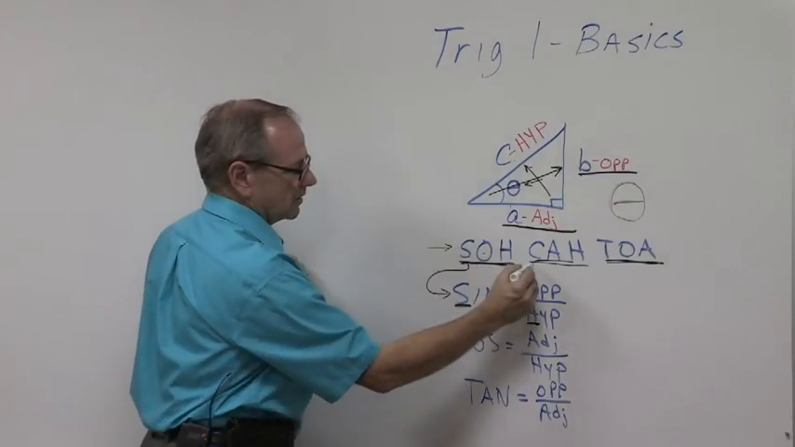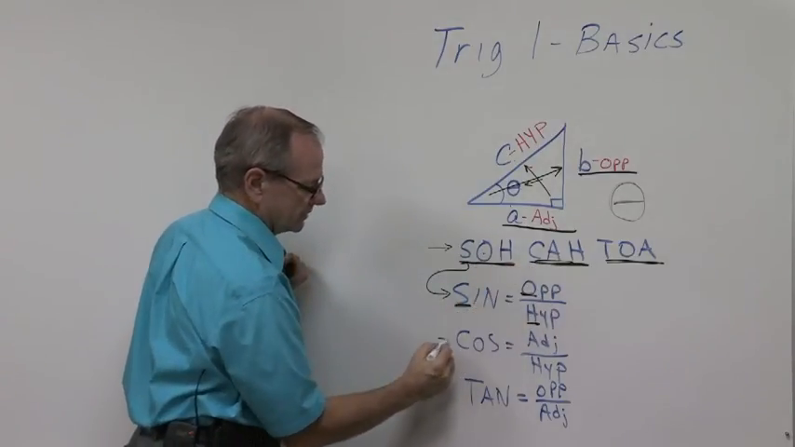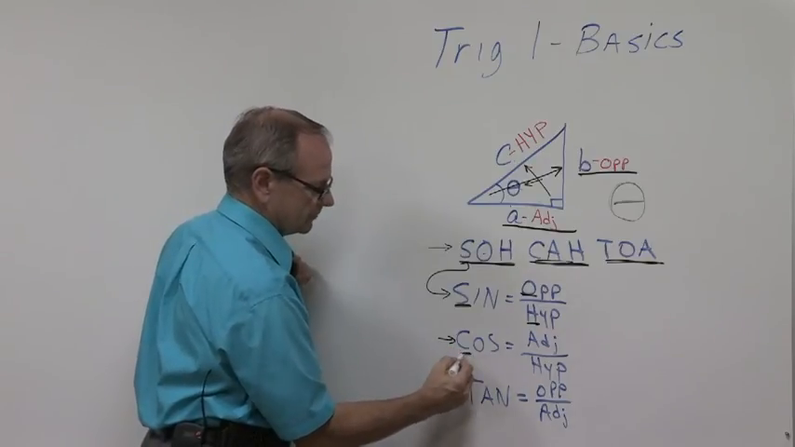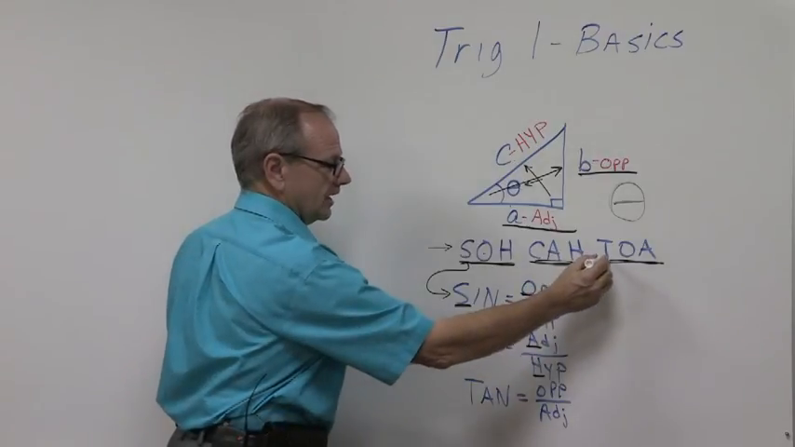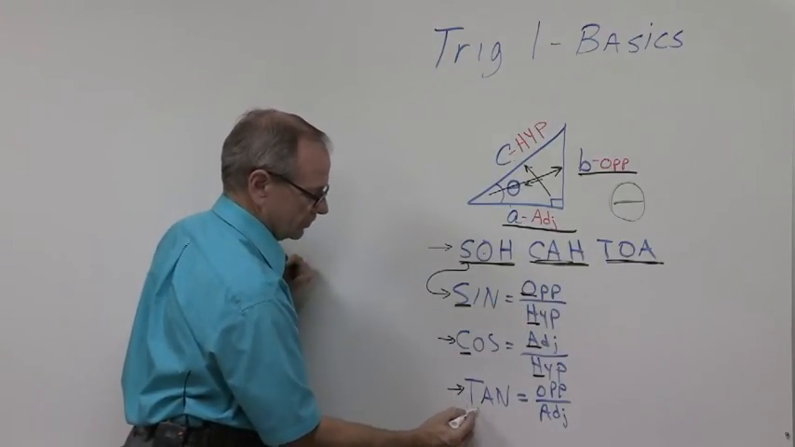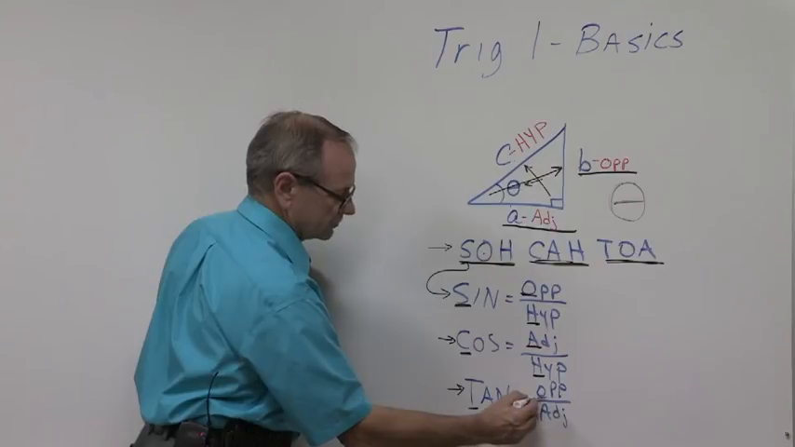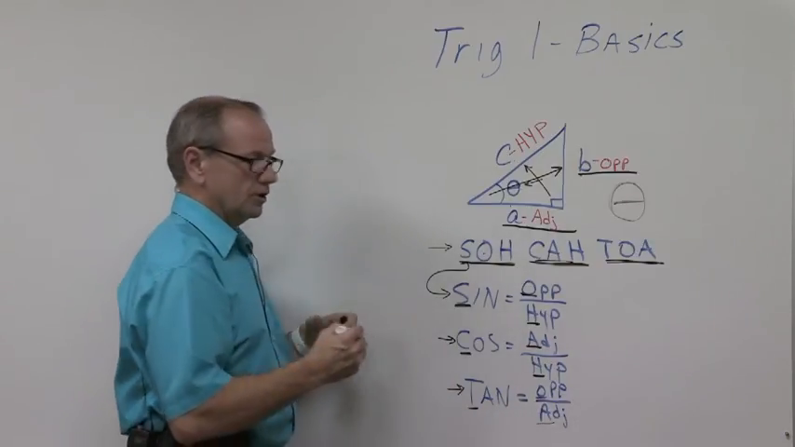We look at the CAH, C-A-H. That is the cosine function. The C for cosine, A for adjacent, H for hypotenuse. The tangent function, T is for tangent, O is for opposite, A is for adjacent.